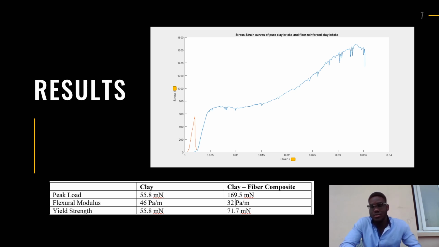We took the ones with the clay and fiber, and we plotted the graph, and we took the ones with only clay and plotted the graph. On this graph, the one with only clay is the red one, and the one with clay and fiber is the blue one.